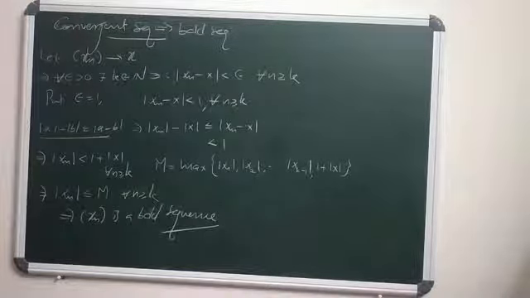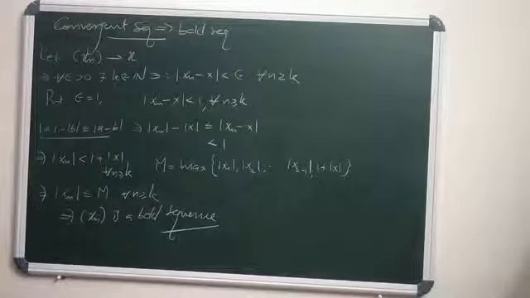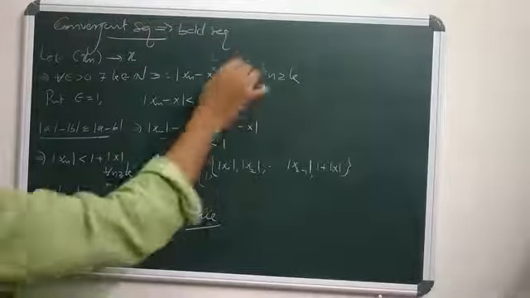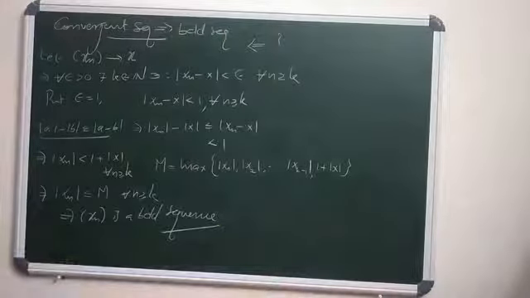Actually, what is the sequence xn? That's a convergent sequence. So from here we can conclude that a convergent sequence is always bounded. Convergence implies the boundedness property. What about the reverse inclusion? Is a bounded sequence convergent?